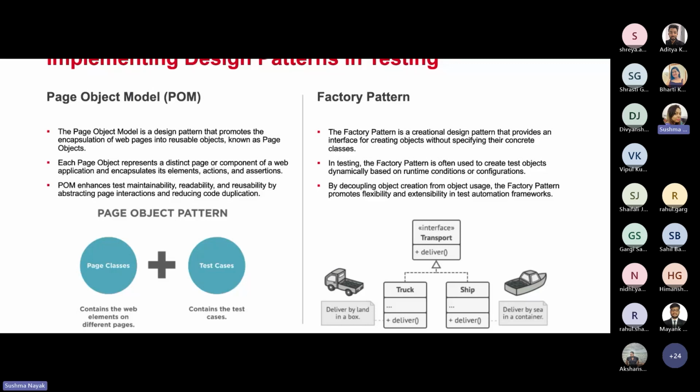Now the use cases are dynamic object creation, when the type of the object to be created is determined at runtime based on a condition or the configuration. And the plugin system, when a system needs to support dynamic loading of plugins or extensions at runtime. So here we can use our factory pattern.